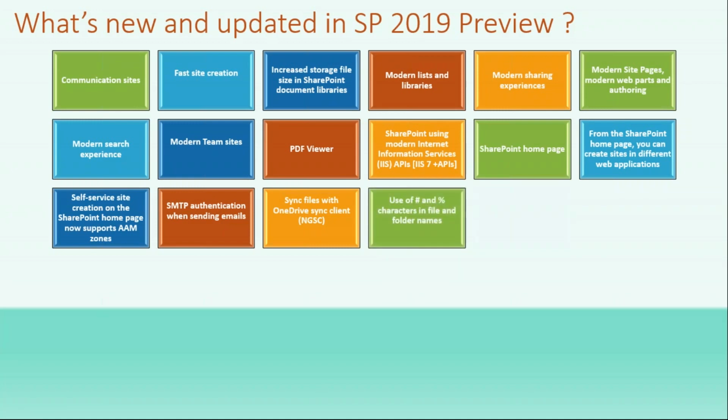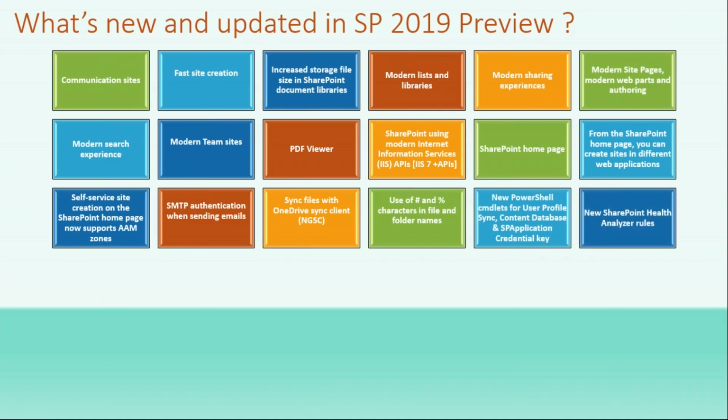Use of hash, this is something which I already spoke about. And then we have the new PowerShell commandlets. We have new PowerShell commandlets which have been introduced on SharePoint Server 2019, and I have a slide on that. I'll be talking about what those new PowerShell commandlets are and when you can use them, and everything will be explained there. So new SharePoint health analyzer rules. We have two rules which have been introduced to check the health of your SharePoint and report it to you. I'll also be talking about that later in this presentation.